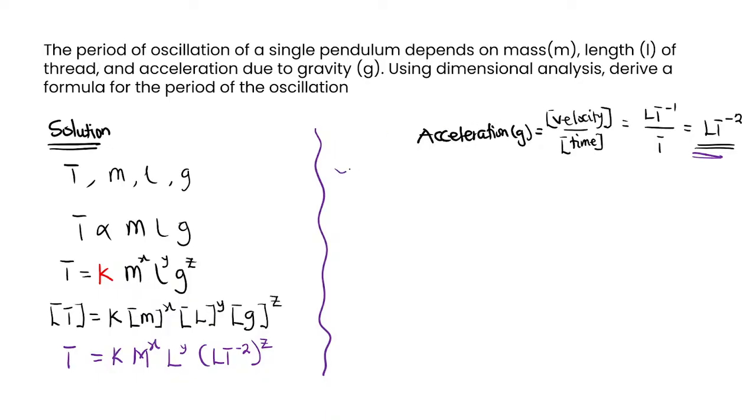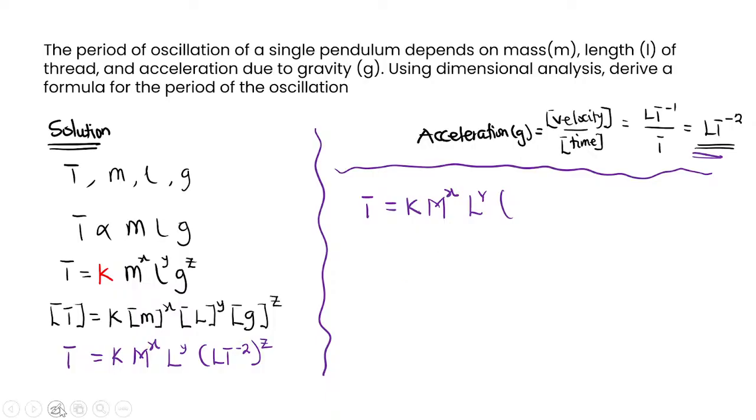So from here, let me separate this from the top. What I will have here is my T is equal to my k. The M will still have the power x. The L will still have the power y. But over here, I have to multiply through, so let me remove this bracket first. The z multiplies the powers, so I'll have L raised to the power z, and for the T, T raised to the power negative 2z. So this is what I have.